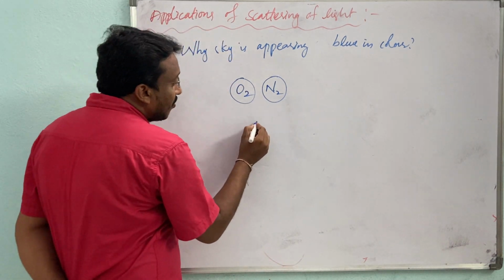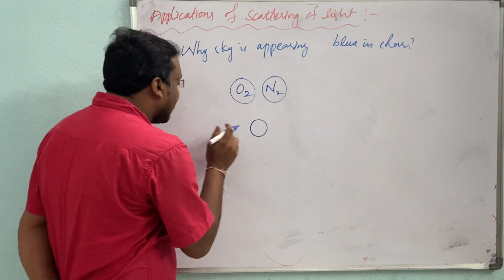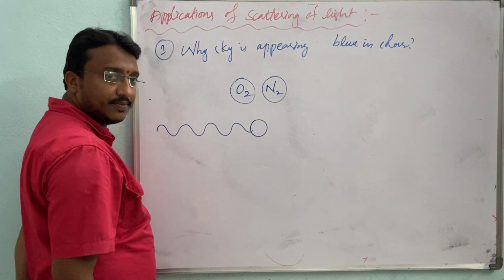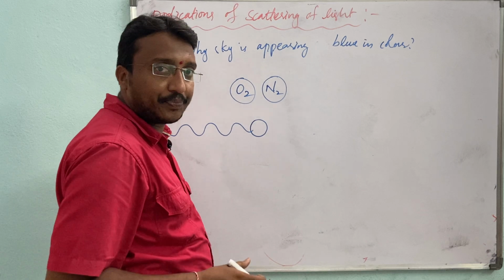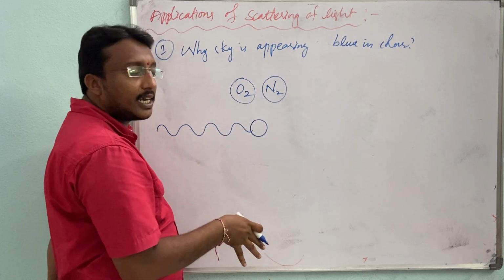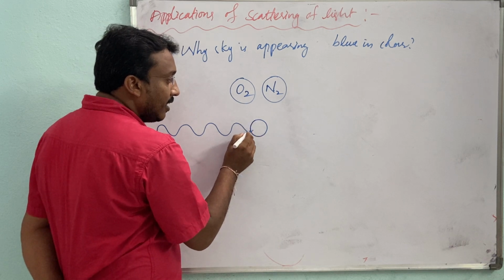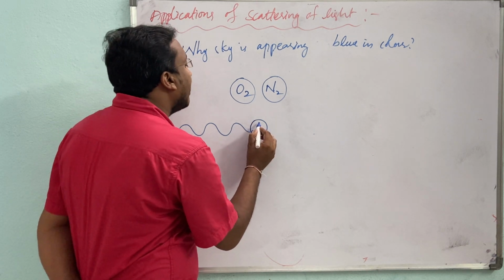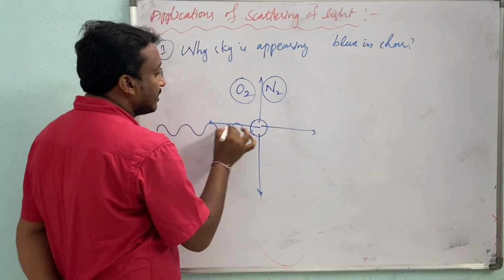The size of these oxygen molecules is comparable with the wavelength of blue light. Oxygen and nitrogen are almost all similar in size. So the blue light wavelength is comparable with the size of the oxygen or nitrogen molecule. Then it re-emits the light in all directions.